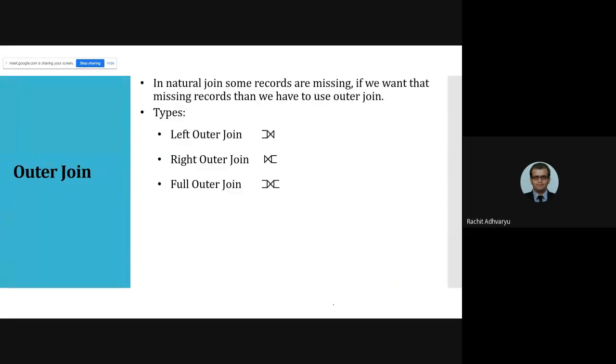If you are going to perform a natural join, you can perform it in 3 different ways. Either you use left outer join, this is the symbol; or right outer join, this is the symbol; or full outer join, this is the symbol. Now what are left outer, right outer and full outer? Why do we use them? The reason is that in natural join, some records are missing. If we want those missing records, we can use these 3 options.